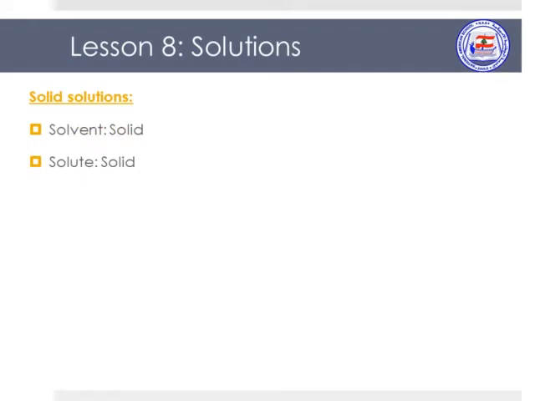A solid solution is a homogeneous mixture in which the solvent is a solid and the solute is also a solid. A solid solution can be made of different metals. When it's a solution of metals, we can call it an alloy.